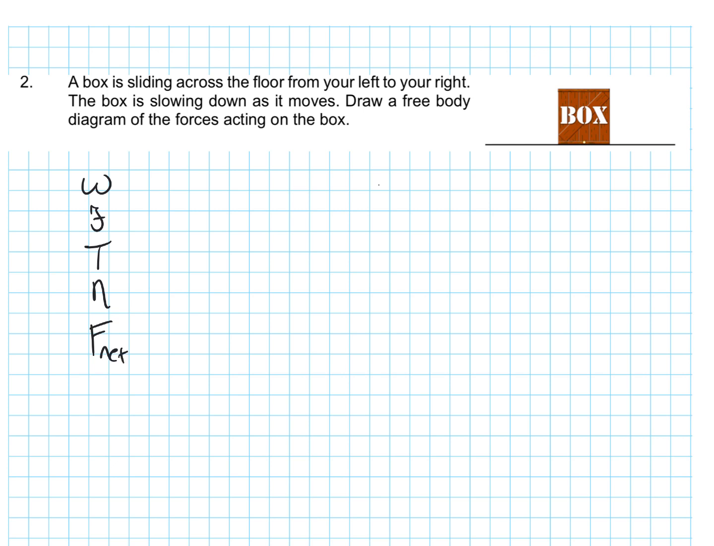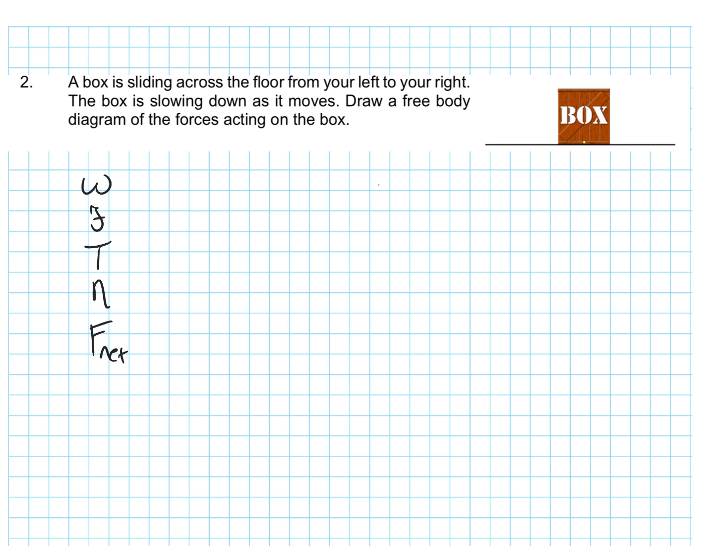So notice the symbols I'm using: lowercase w for weight, cursive F for friction, capital T for tension. This looking thing, which is actually the Greek letter eta, is like a lowercase n with a tail on it, for the normal force, and F net for the net force. All right, so let's look at each one.